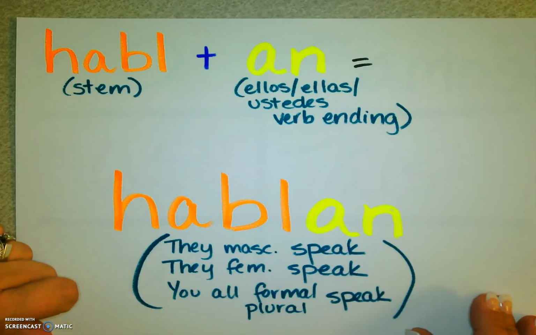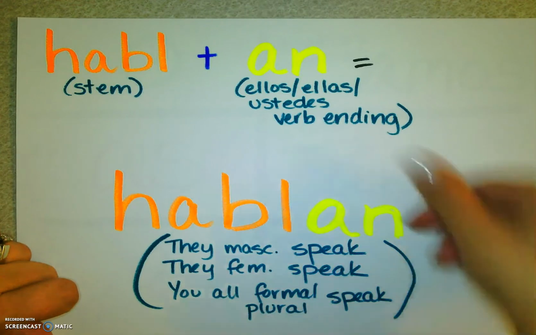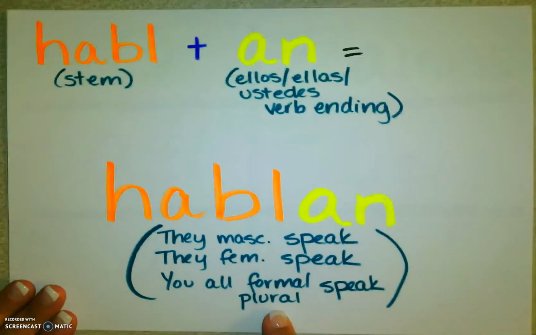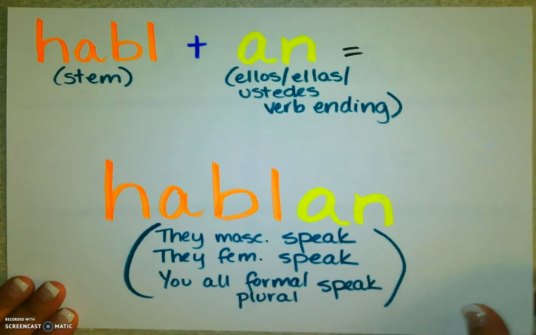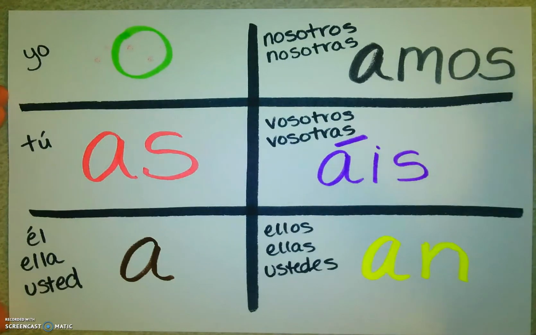So if you were addressing a large group of adults or people that were older than yourself or in a position of power and respect, you could address them using the ustedes form. You all formal plural. So to recap, AR verbs have 6 endings that we can use depending on who is the subject of our sentence.